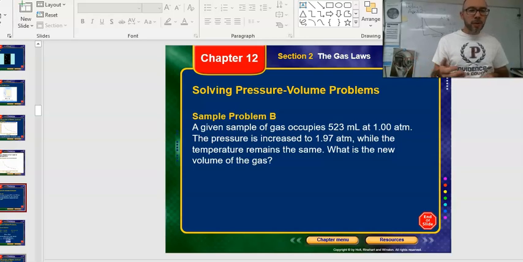So you collect your information, and you have to look at what's the initial situation and what's the final thing that I'm looking for. We start off with 523 milliliters. That's a volume. That's V1. And 1 atmosphere, that's P1. Pressure goes up, so P2 is 1.97. We're trying to solve for volume 2. What is the new volume of the gas?